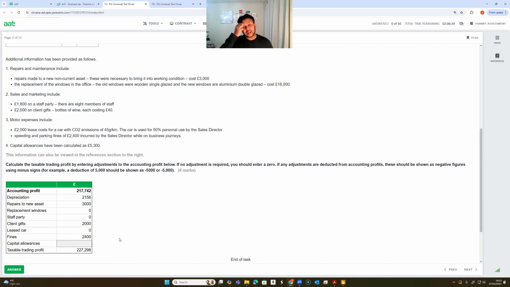And the next one, we have a capital allowance. Capital allowance always needs to be minus. So we need to minus the capital allowance, minus 5300. Do not forget to enter the minus or the bracket sign, obviously, otherwise it will give you the wrong figure.